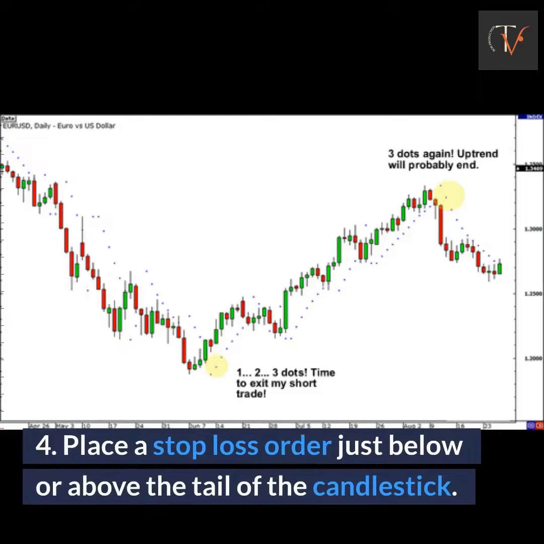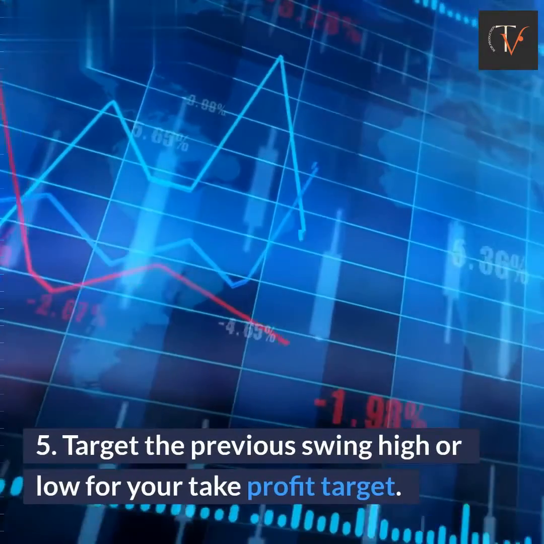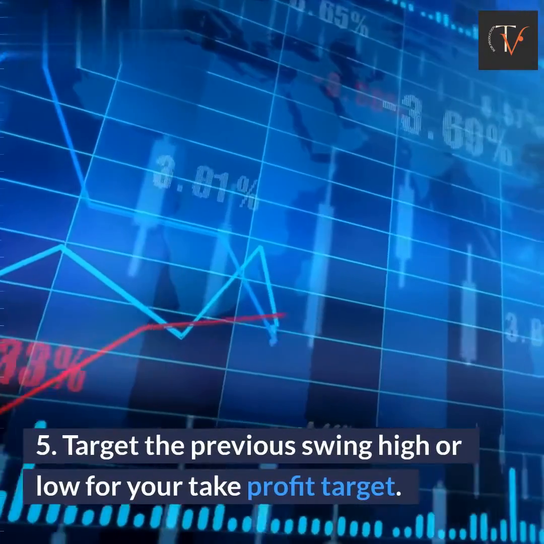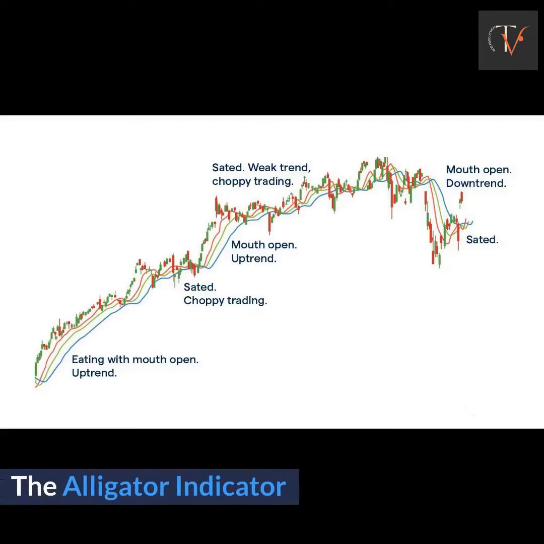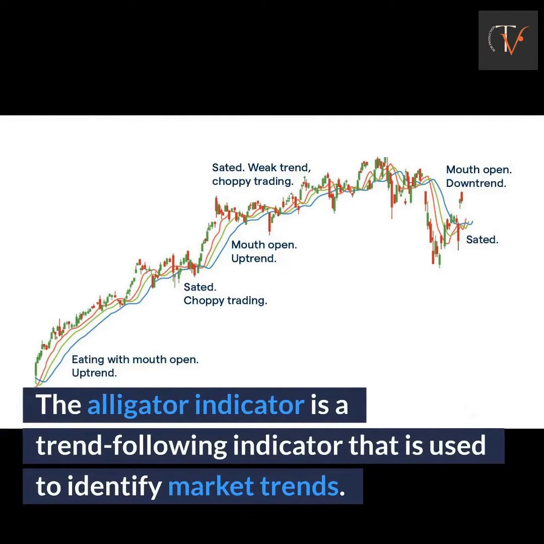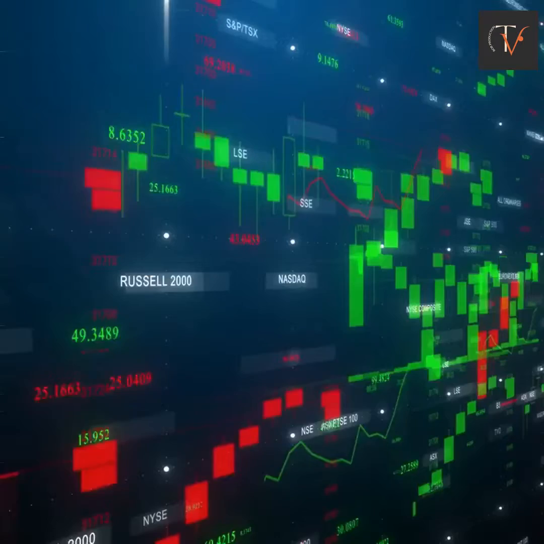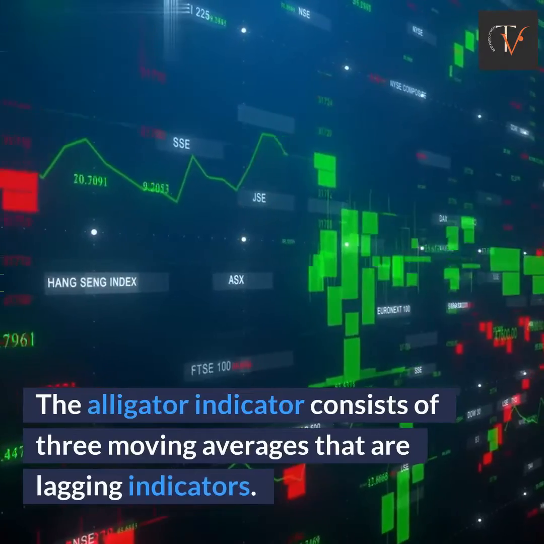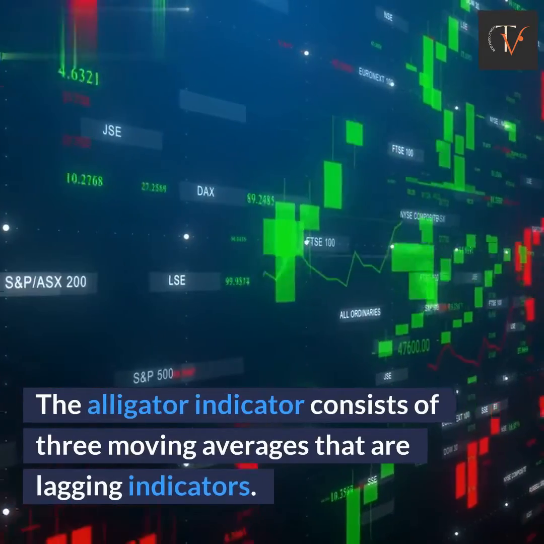4. Place a stop-loss order just below or above the tail of the candlestick. 5. Target the previous swing high or low for your take-profit target. The alligator indicator. The alligator indicator is a trend-following indicator that is used to identify market trends. The alligator indicator consists of 3 moving averages that are lagging indicators.